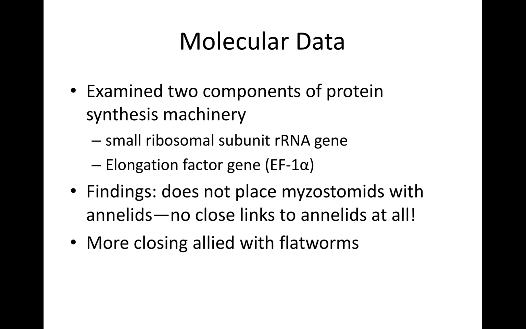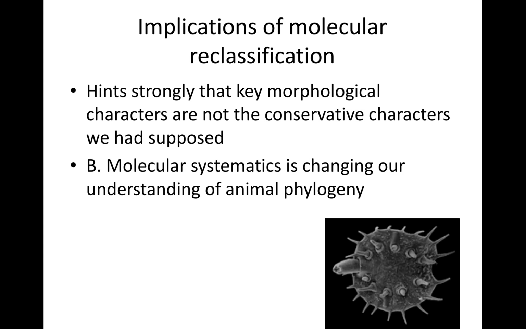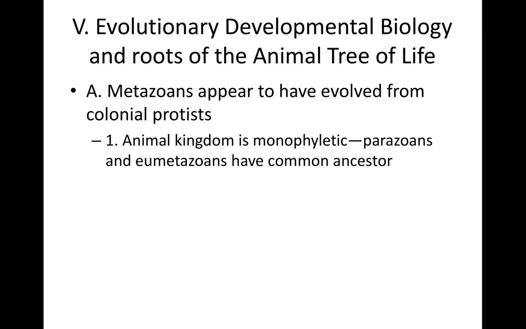And I think in the next chapter I actually show you the traditional and then the new molecular data tree. So I think I'm just going to wait on that to describe that tree. But anyways, it means that key morphological characters are not the conservable characteristics that we thought they were. A lot of times we just look at an organism and that's how we classify it, just by looking at it. But that trait could have arisen independently or on a different side of the animal tree. So molecular systematics is definitely changing how we classify animal phylogeny.